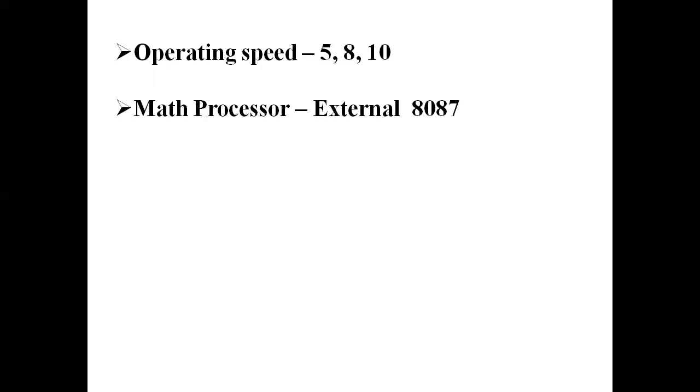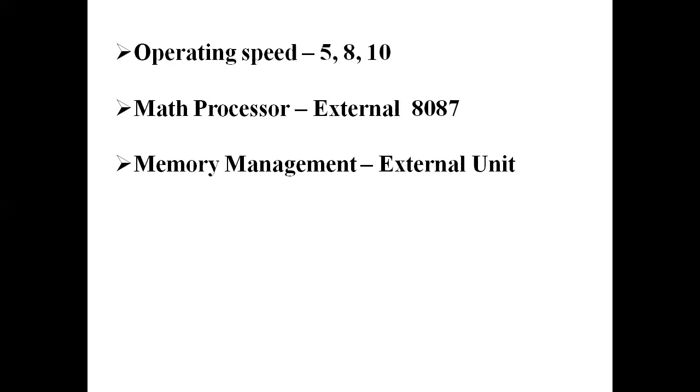Next, it also supports the math processor. The math processor is also called a numeric co-processor. It was the first math processor developed by Intel. Once the instructions are identified by the 8086 microprocessor, they are allocated to the external 8087 math processor, that is a co-processor. The memory management unit consists of segment registers, an instruction queue and an instruction pointer. These are the units available in the memory management.